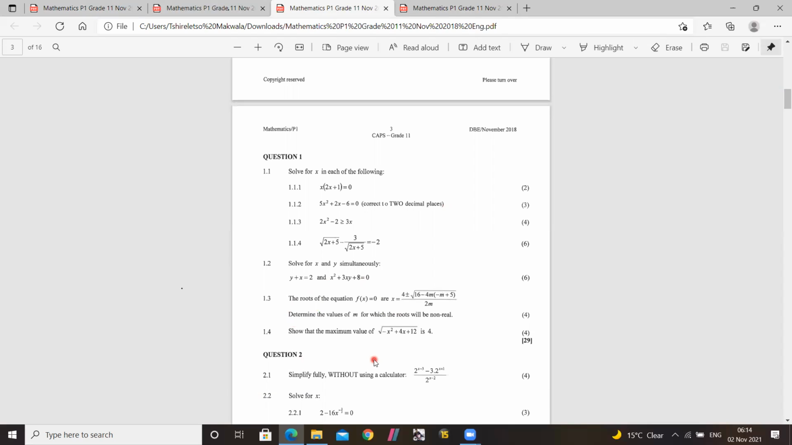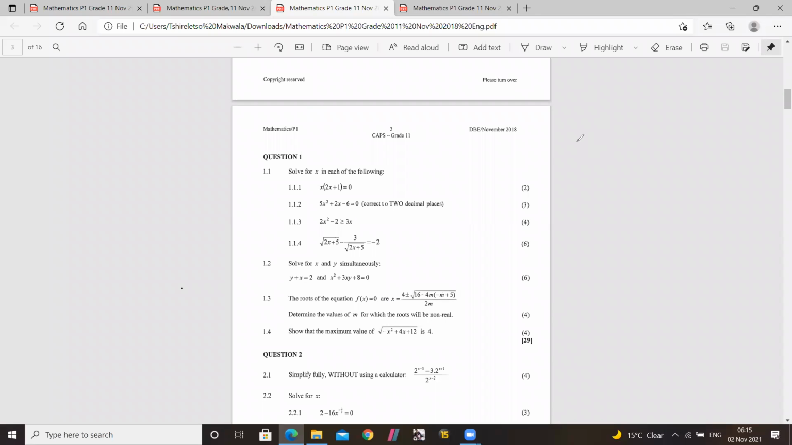So in this case, they say the roots of the equation. It means the x-intercepts of the equation f of x is equal to 0. So they are telling us these are the x-intercepts. Determine the value of m for which the roots will be non-real. So let me explain how you approach these types of questions.